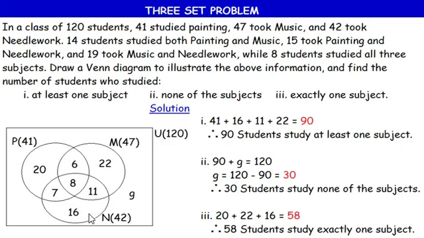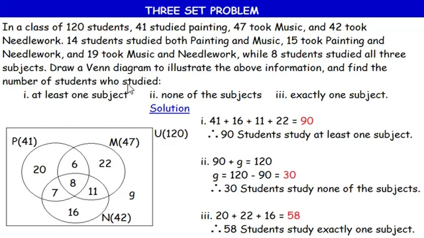Right, so 16 offer needlework only. Right, so that is how we represent this particular information on the Venn diagram. I believe you've seen how we break everything down. Right, good. So now let's answer our question.